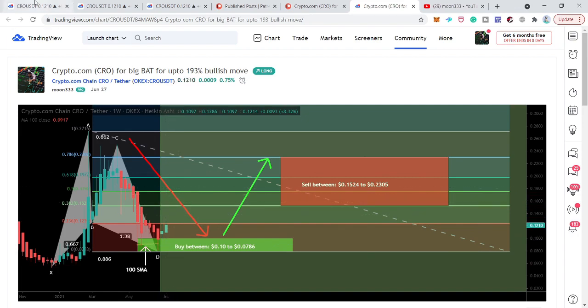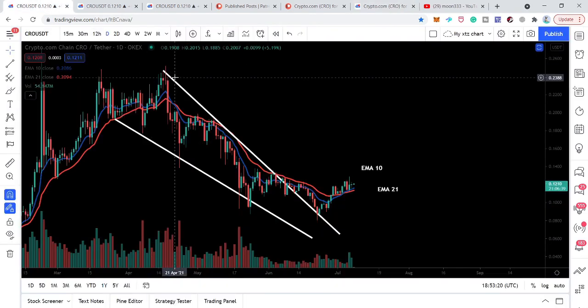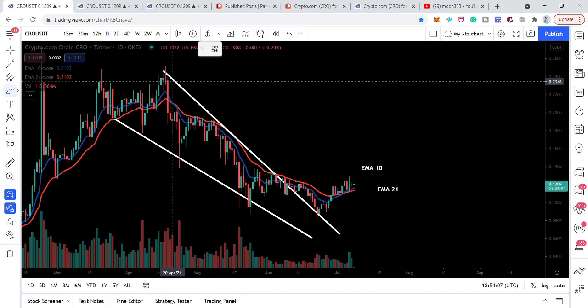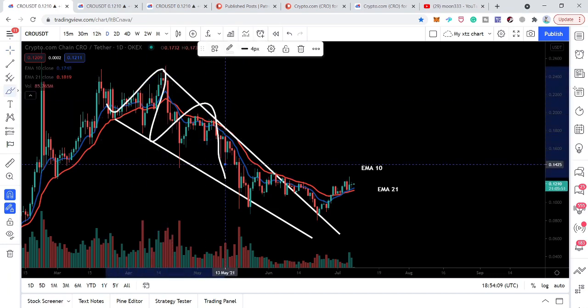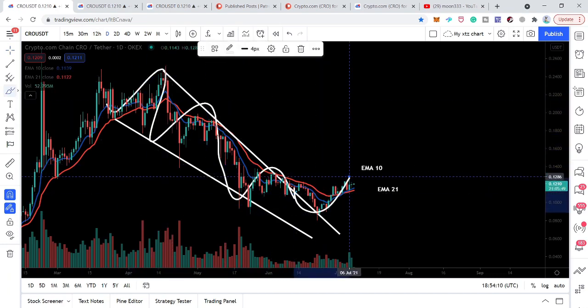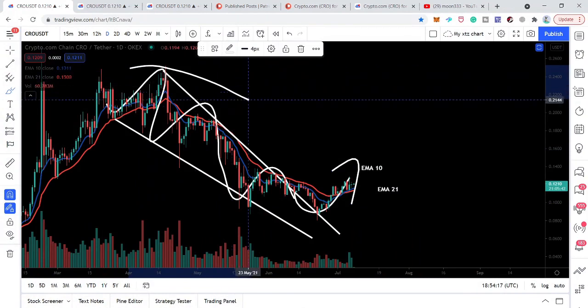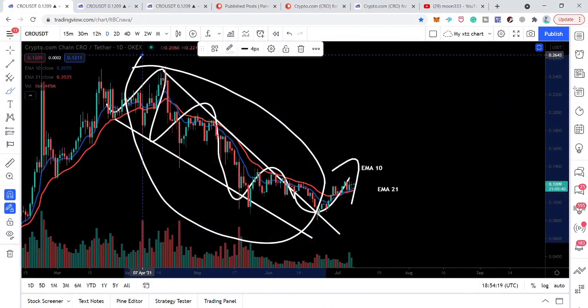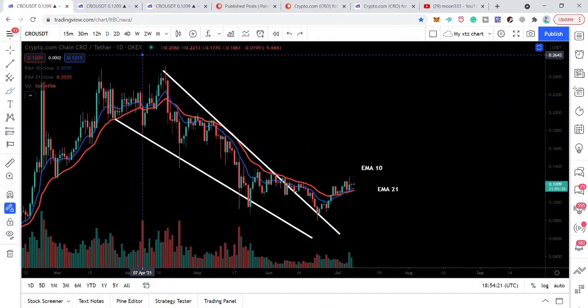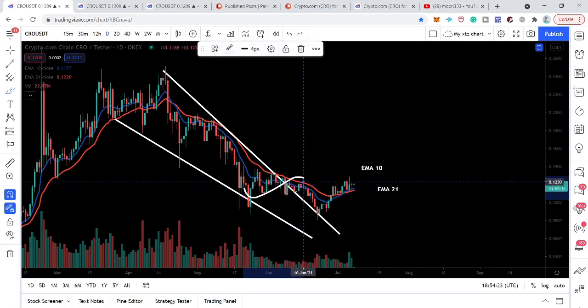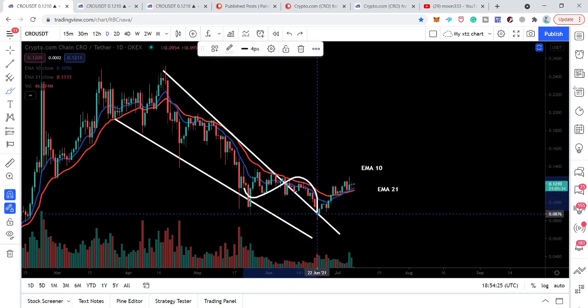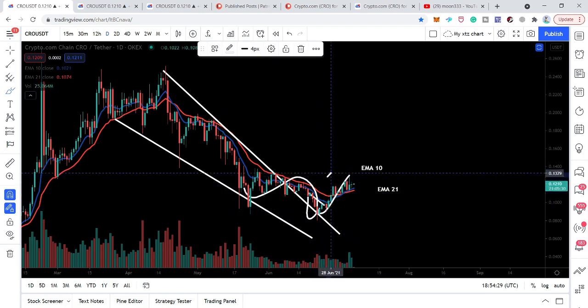Now, if we take a look at the live daily time frame chart, here the price line was moving in a falling wedge pattern, which is considered a bullish reversal pattern among the trading community. After moving in this pattern, the price action finally broke out of the resistance of this pattern, moved down, retested the previous resistance as support here, and now it is moving to the upside.